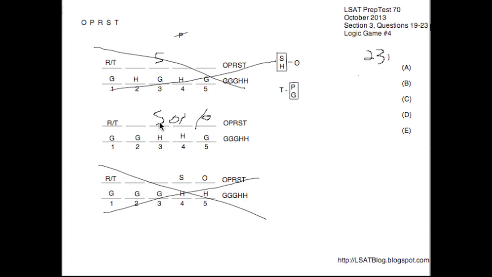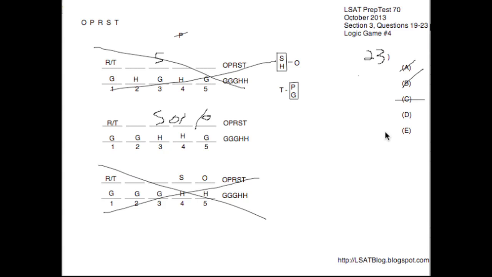So we'll run through the choices based on this. Could we have OG on 2? No. We have O on either 4 or 5, so A is gone. Could we have OH on 5? No. 5 is G. Could we have RH on 2? No. 2 is G. Could we have TG on 2? Yeah, looks like it could work. We'll leave it alone for now.